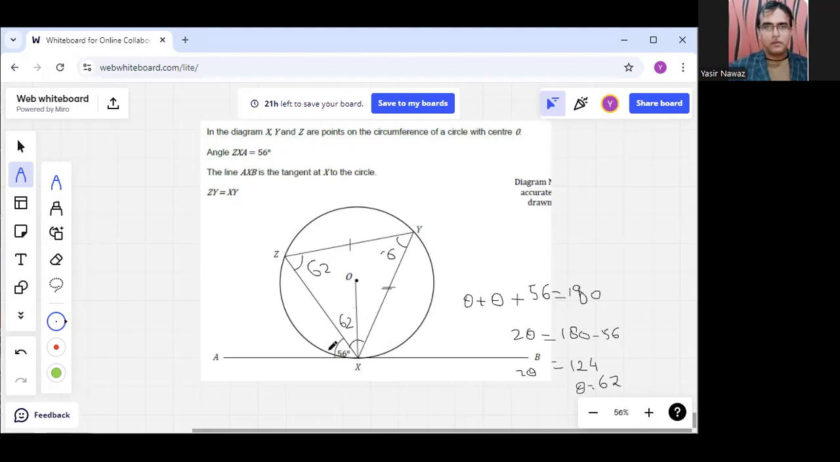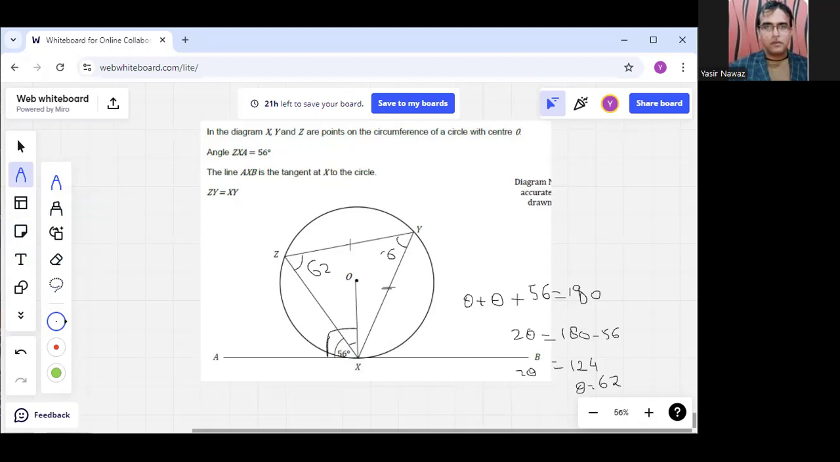By the way, one more thing: because this is the tangent and this is the circle, this whole angle is 90. This whole angle is 90, and with 90 minus 56 you can find even this angle.